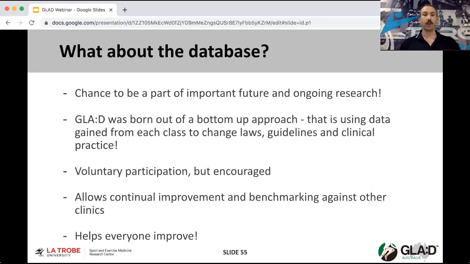The database is voluntary. We do encourage everyone to try and be involved, but you don't have to. It allows continual improvement and benchmarking against other clinics to make sure that we're doing as good a job delivering GLAD as any other clinic delivering GLAD in the country. And it helps everyone improve, ourselves, other patients, everyone.